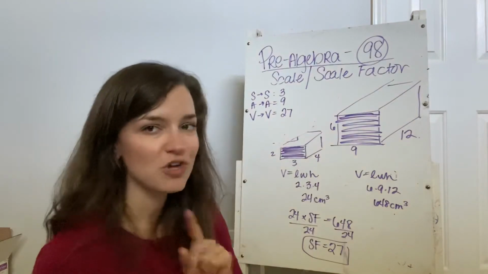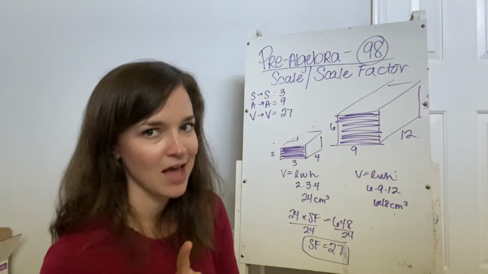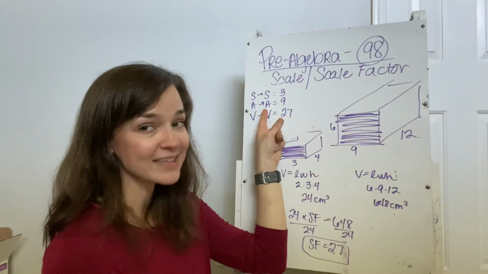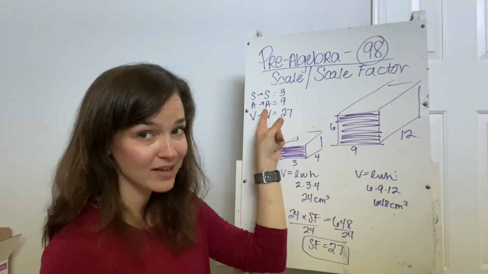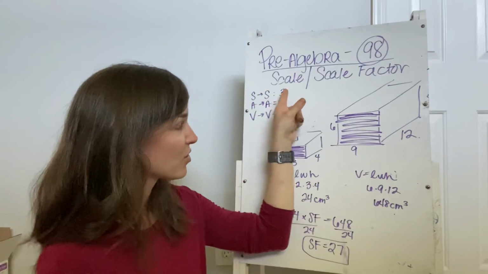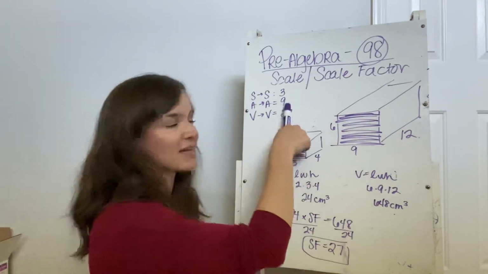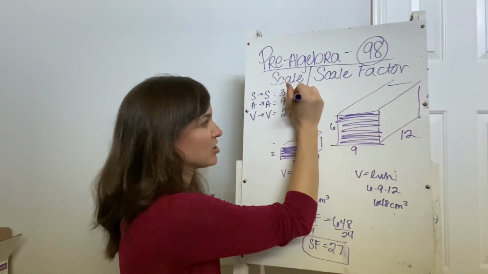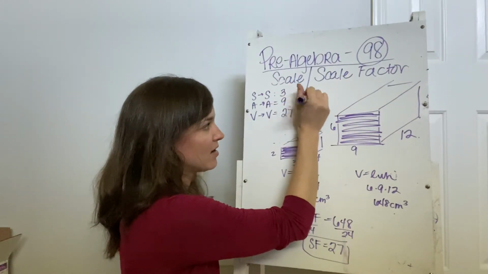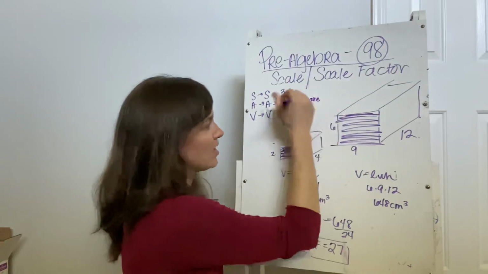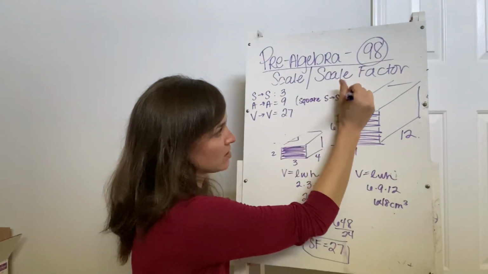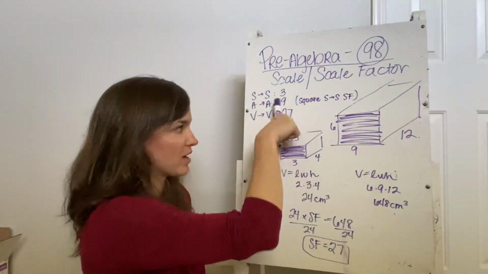Now I want you to notice something here, okay? When we calculate area, our units are always squared, right? So if I square 3, that gives me 9. So the area to area can just mean you square the side to side scale factor. Okay, because 3 squared is 9.